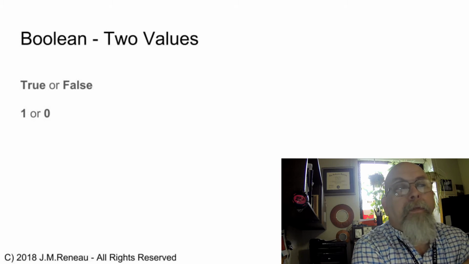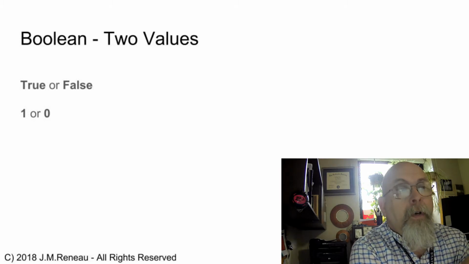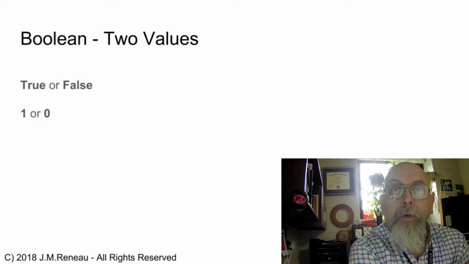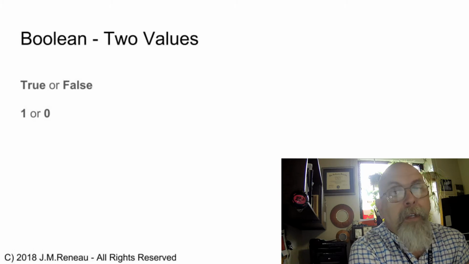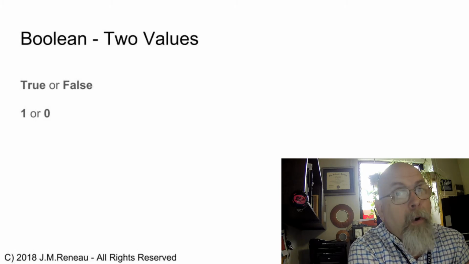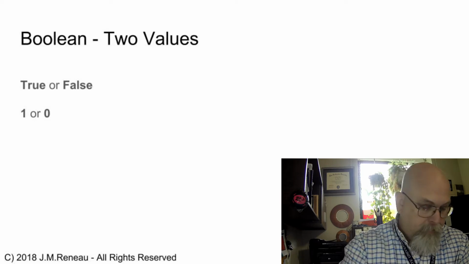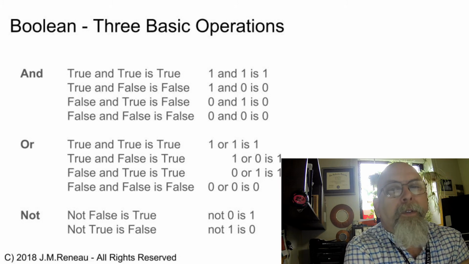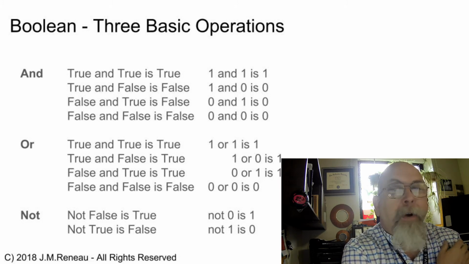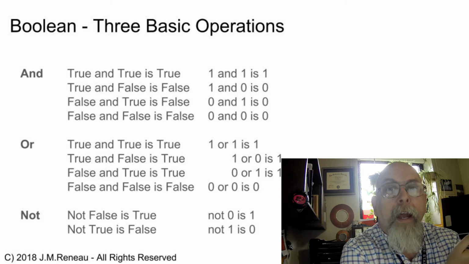Boolean values have two distinct values. Either they're true or they're false. Or we'll also use the number 1 or the number 0 to represent Boolean values in some of our computer programs. So remember, a Boolean value is true or 1, or false or 0. With Boolean values, there are three basic operations: the operation of and, the operation of or, and the operation of not. I'm going to talk about each of these operators in a little bit more detail.